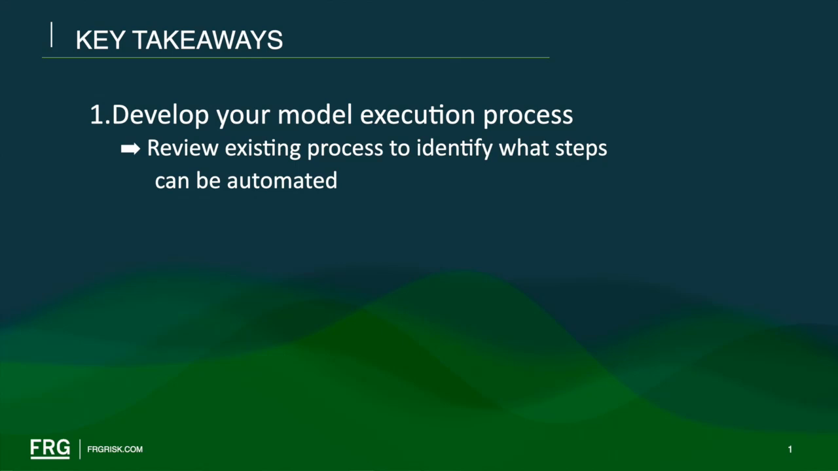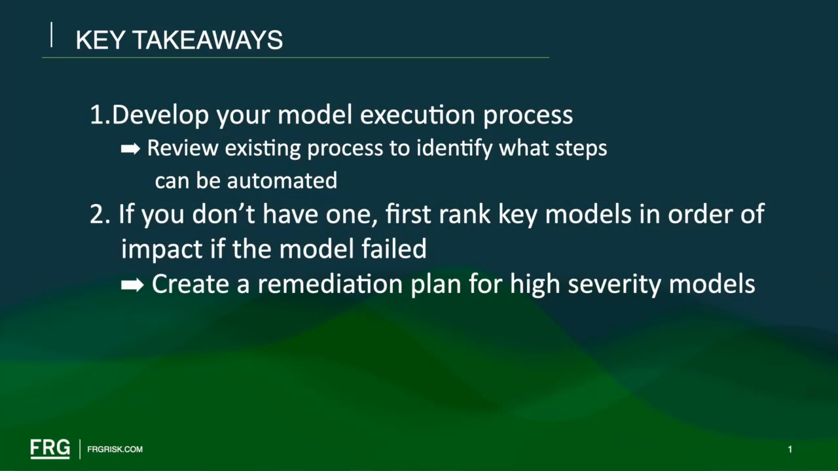Thanks for taking us through all this info. What are a few takeaways that you'd give to viewers? First thing I would say is to develop your model execution process. If you already have one in place, review the process and see what parts could be automated. If you don't have one, step one is ranking key models in order of impact to your organization if the model failed. Once you have that ranking, you can start developing at the least a remediation plan for those high severity impact models. That's a great tip.